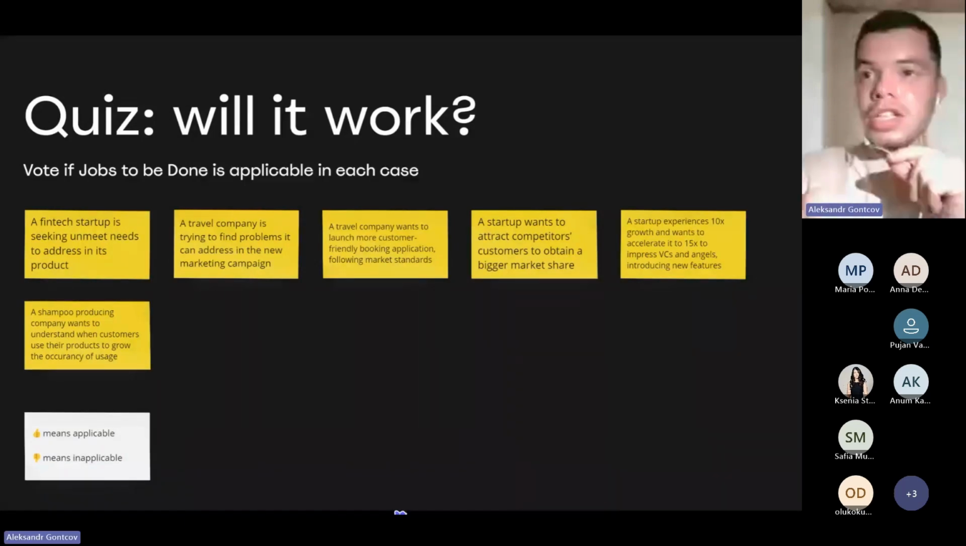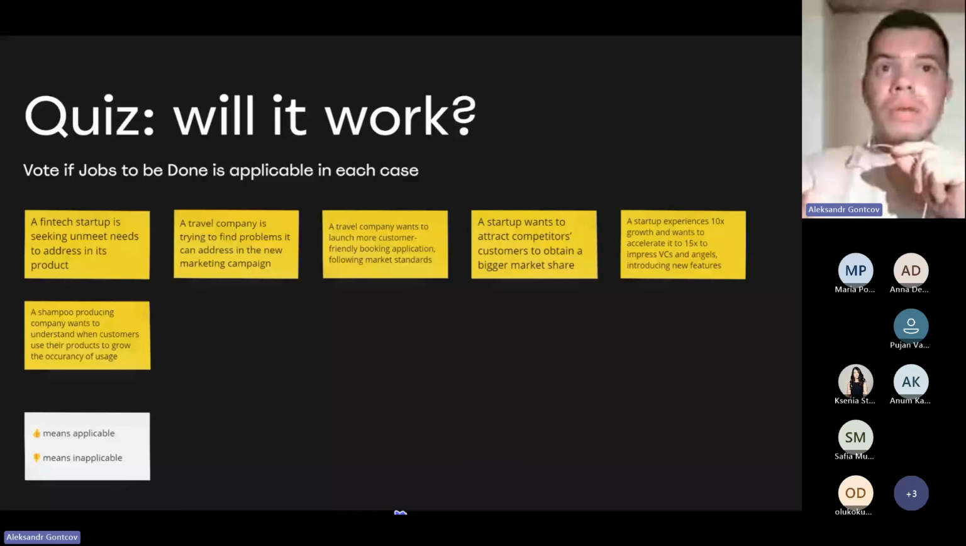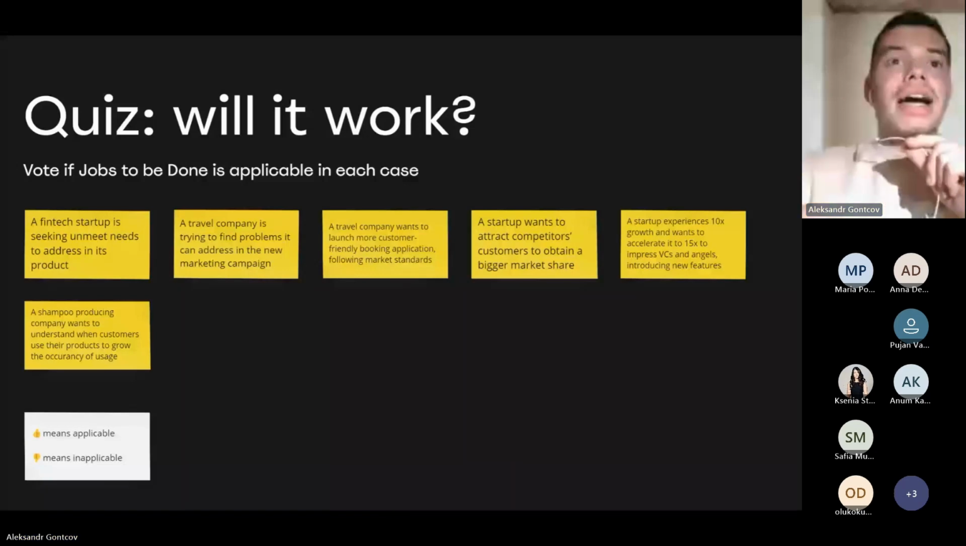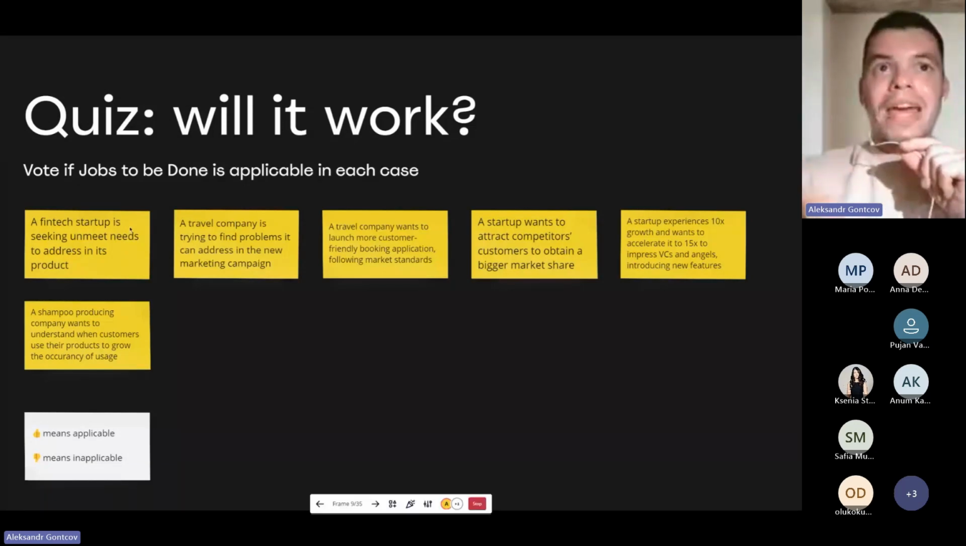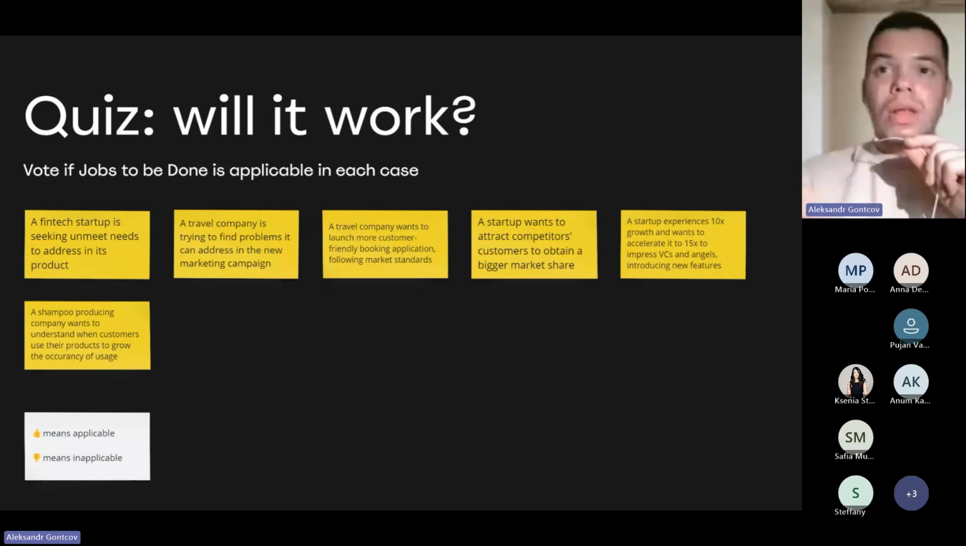You can also write it in the chat. For example, I see Maria reacted that it is applicable. And I think we all agree with Maria that yes, jobs to be done in this case is applicable. Great job, Maria. You can just react here in Microsoft Teams and I will look and try to comment on that.